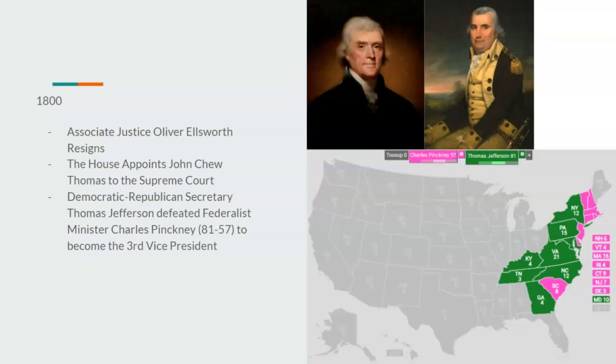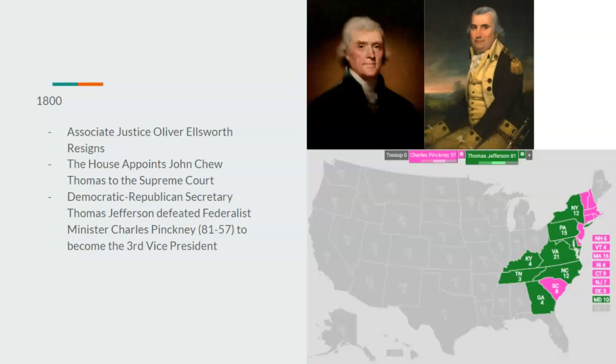Associate Justice Oliver Ellsworth would resign in early 1800, in which the House would appoint John Chew Thomas to the Supreme Court. This is a first irregularity, the first change in this timeline, where John Chew Thomas was not in the Supreme Court originally. He was a congressman from Delaware, I think.